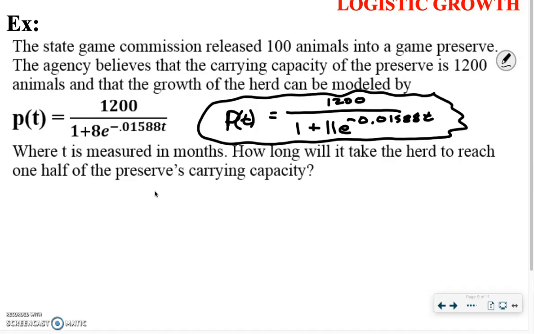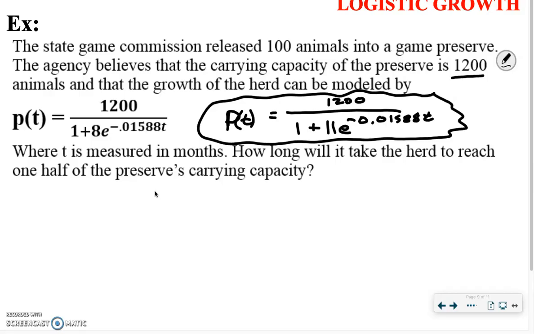Okay, so here's the deal. If we're starting with 100 animals, max capacity is 1,200. We're trying to figure out how long it's going to take for us to get halfway there. What's half of 1,200? 600. Would you agree that it makes a big difference how many we started with? If we started with 100, or 500, or 599, that's going to take different amounts of time to reach that mark of 600.